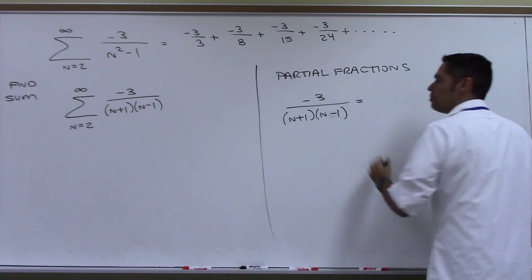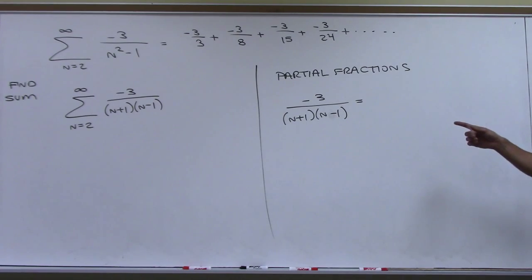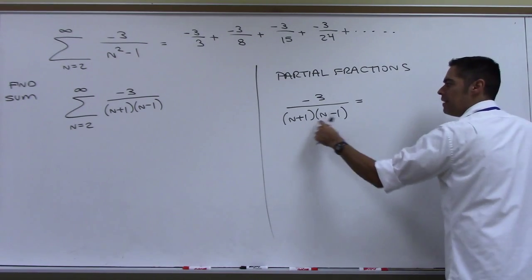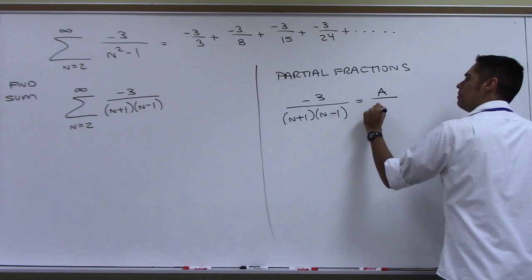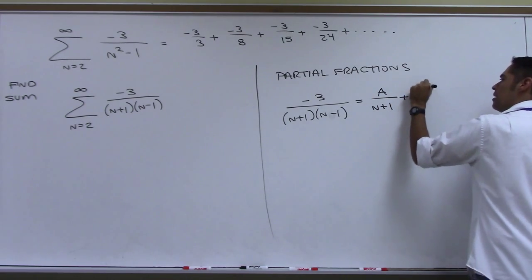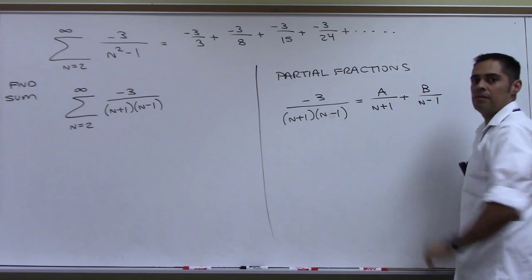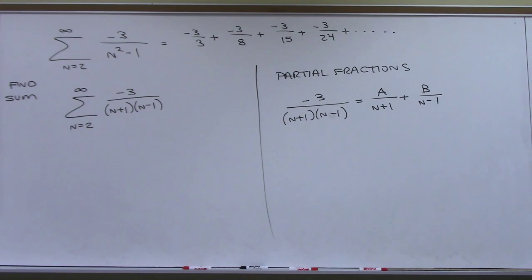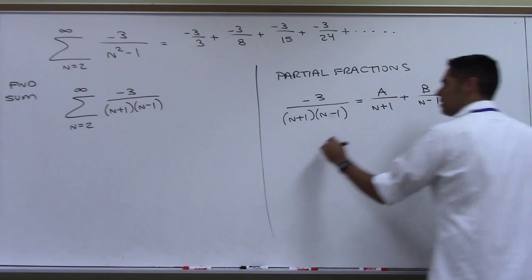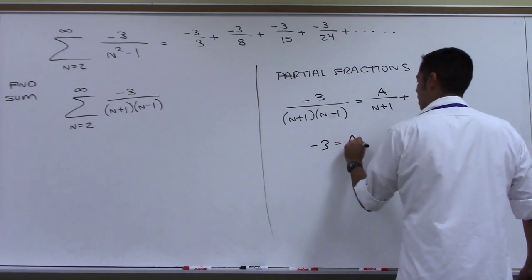So the way we did this, we said we had 2 distinct linear factors, right? Distinct linear factors. So I put A over n plus 1 and then B over n minus 1, right? Something like that. And then I figure out what A and B are, right? So I have to do my little thing. We've done this a lot, I hope.